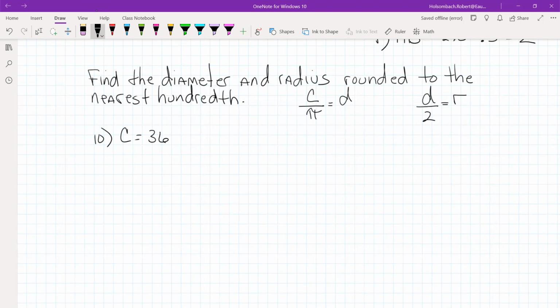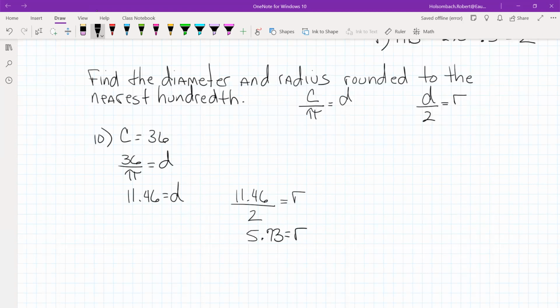So for number 10, for the diameter, we're going to say 36 divided by pi equals diameter. So in your calculator, 36 divided by pi button and hit equals. 11.46 equals the diameter. That number's still sitting on my screen. I'm not retyping it. I'm leaving it on my screen. I'm going to divide it by 2, and that equals my radius. So just push divided by 2 and hit equals. And I get 5.73 equals the radius. So here's my diameter. Here's my radius.